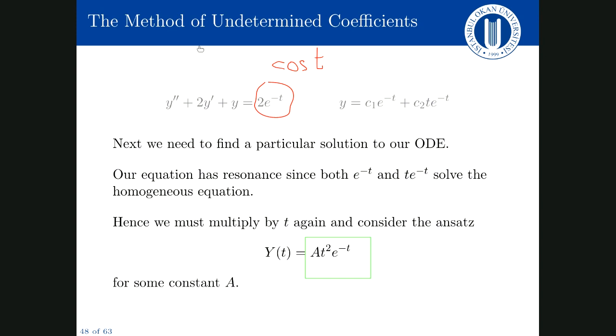But for this equation, because we have e to the minus t in the general solution, we can't guess e to the minus t. Because we have t e to the minus t in the general solution of the homogeneous equation, we cannot guess t e to the minus t. So we multiply by t again, and we're going to consider the guess, or the ansatz, capital A t squared e to the power minus t for some constant capital A.